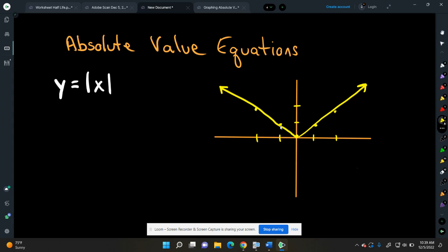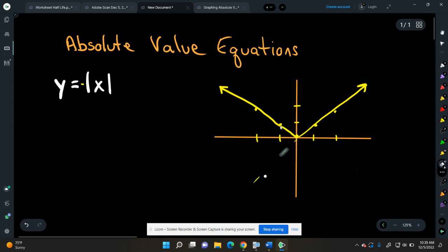Is it always upright? No, but we are not going to do the opposite. If you put a negative sign in front of it, it flips it. But we're not going to do that because of time. Okay.